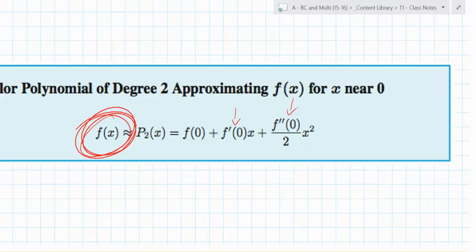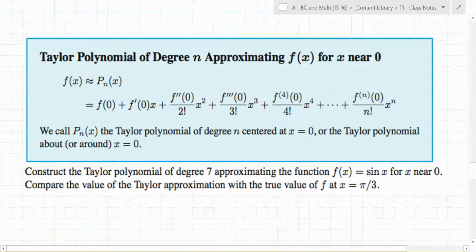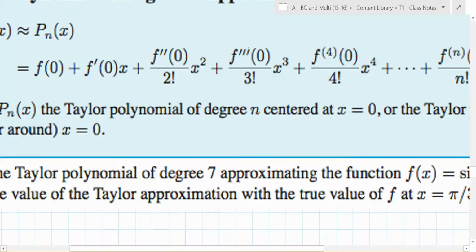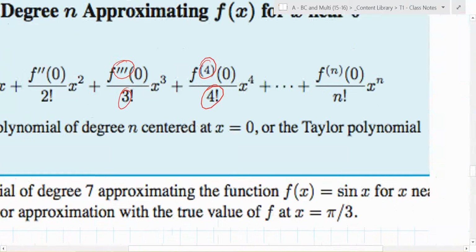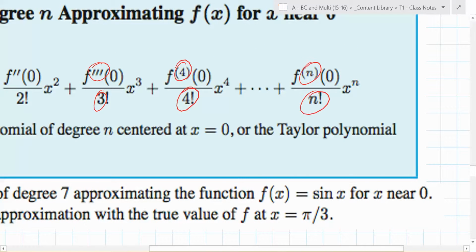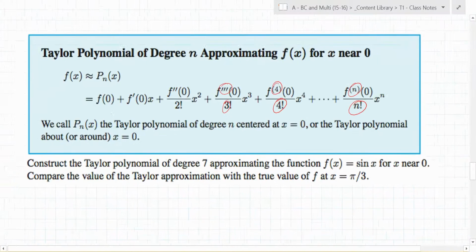Around 0. Now, are we going to move it other places? Absolutely. The nicest place to deal with generally is at 0. Generally. Not always, generally. This is the Taylor polynomial of degree n approximating f of x for x near 0. This is the nth degree Taylor polynomial. It goes all the way to n. You see the factorials? What's nice is that there's a great corollary. Third derivative is 3 factorial. Fourth derivative is 4 factorial. The nth derivative over n factorial. It's really about as straightforward.